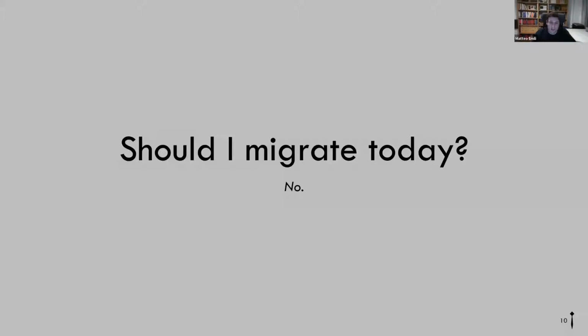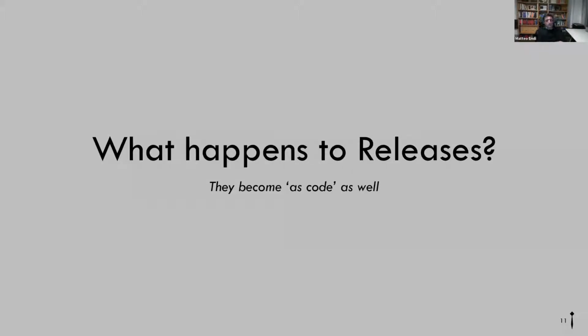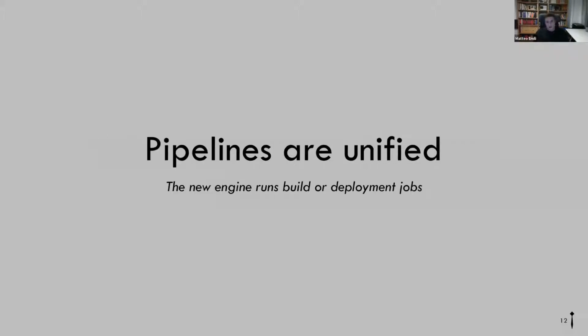There's no change in there. But you should approach pipelines as code as part of a transformation that you as a development team will face and you as an engineering capacity will face. The other question is usually, what happens to releases? Because you know that in the traditional experience, you have build definitions and release definitions. With the YAML version, everything is YAML because pipelines are unified.